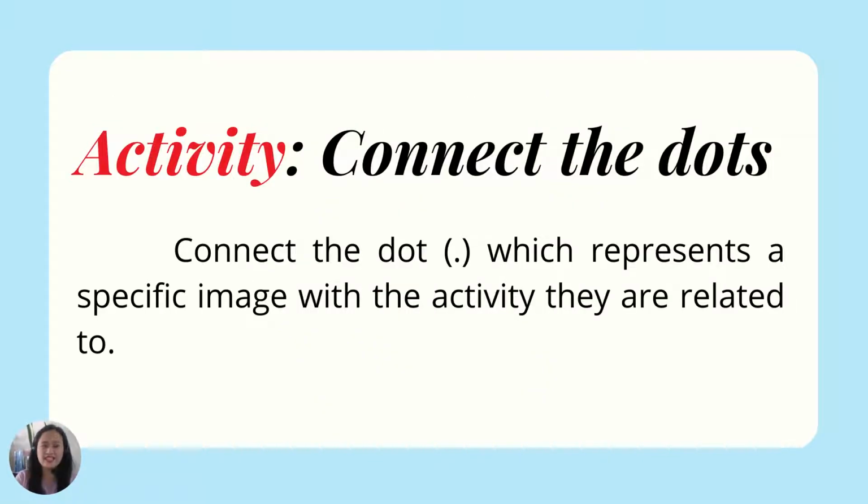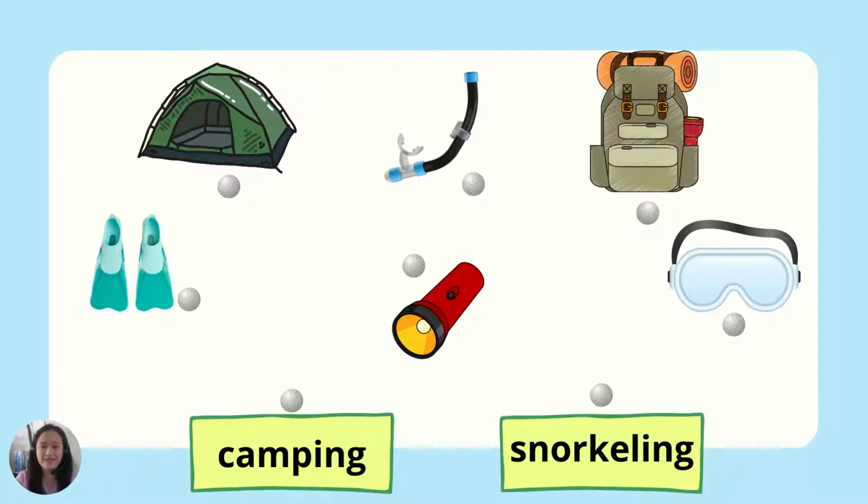You just have to connect the dot that represents a specific image with the activity that they are related to. And these activities include camping and snorkeling. Let us start with the activity camping. What image is related to this activity? If you're thinking about a tent, then you are correct. How about snorkeling? What image is used with this activity? If your answer is goggles, then you got it right.